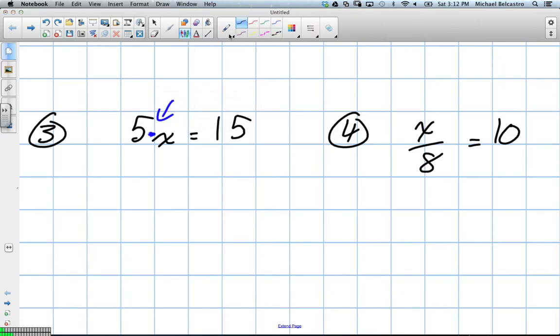So in this case, to isolate for x, we need to divide both sides by the value of 5. Now, technically, 5 divided by 5 doesn't cancel out per se. It technically creates the value of 1. 5 divided by 5 is 1. So we have 1x equals, we have 3 here. 15 divided by 5 is 3. But 1 times x is just x.